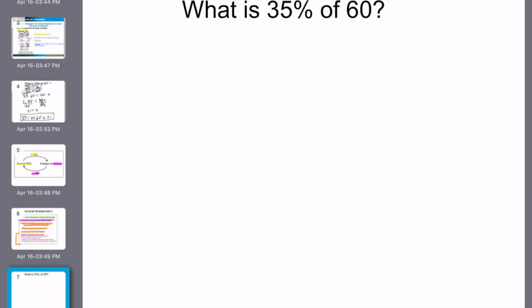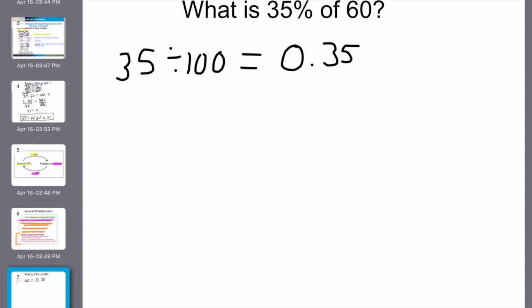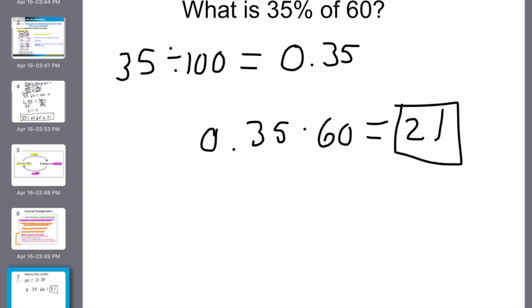Okay, what is 35% of 60? Well, what I need to do first is 35 divided by 100. And that is going to give me 0.35. So now all I have to do is 0.35 times 60, and that is going to give me 21. So I know that 35% of 60 is 21. So these are two separate approaches to do the same thing in order to find a percentage.